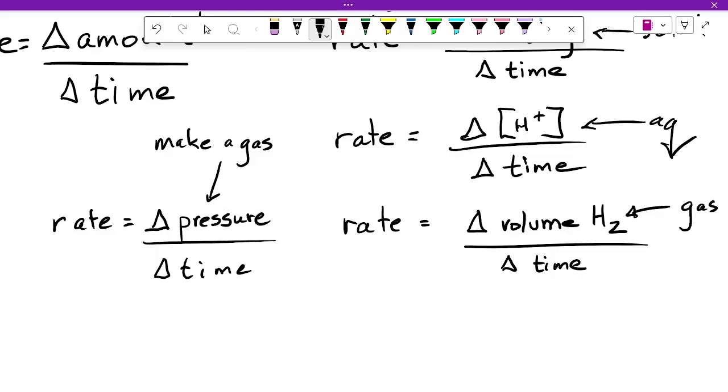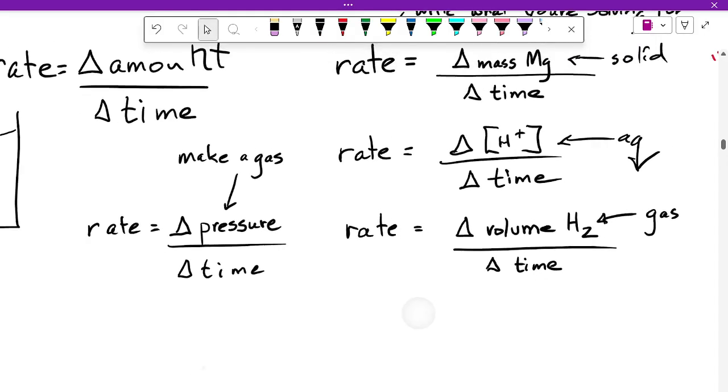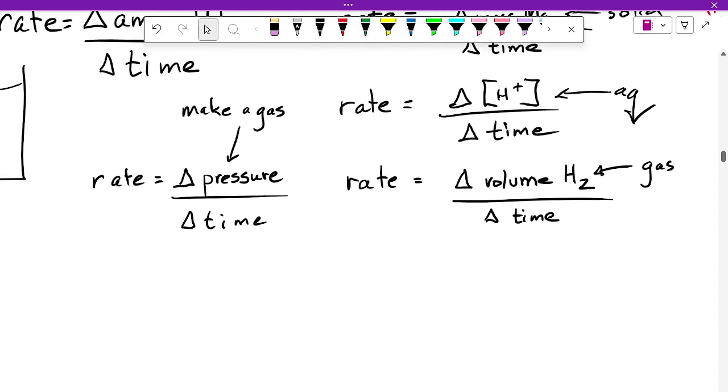How do you do it on paper? Delta P, like capital P? Will we be given the pressure, or do we have to write it? Okay, so chances are you're not going to be given questions about pressure because Chemistry 12 does not worry about pressure. So you won't be given atmospheres or kilopascals or things like that. You just need to know that if we have a gas, we could measure the pressure to measure the rate. Okay?